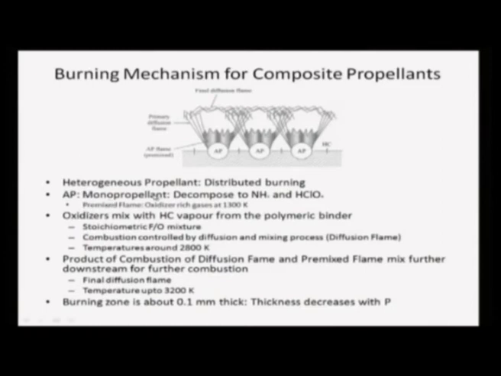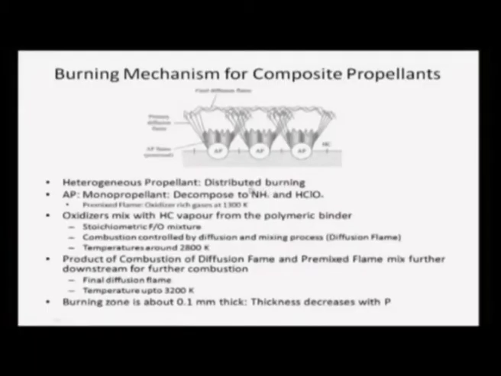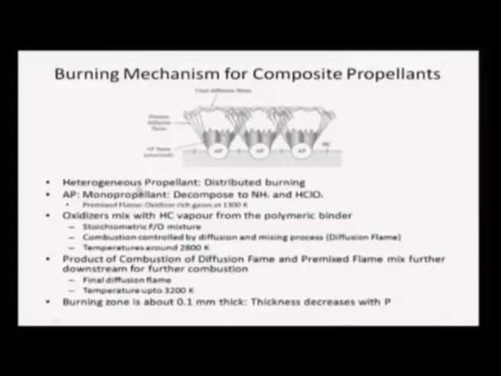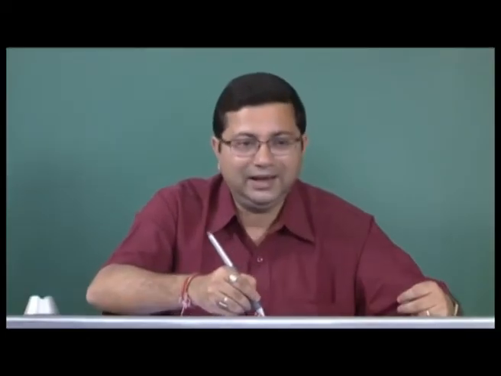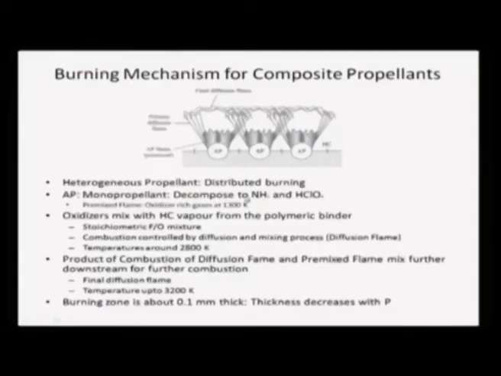As I have mentioned earlier, this is a monopropellant, therefore it can burn on its own and decompose into ammonia and HClO4. Since it is a monopropellant that burns on its own, it is like a premix flame, because it is mixed at the molecular level and burns on its own. So, a premix flame is produced when burning this propellant, and this typically gives an oxidizer rich gas, or a fuel lean gas sorry, at 1300 Kelvin.